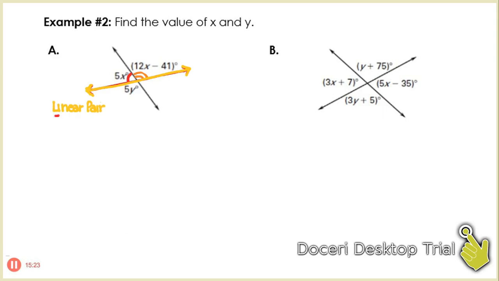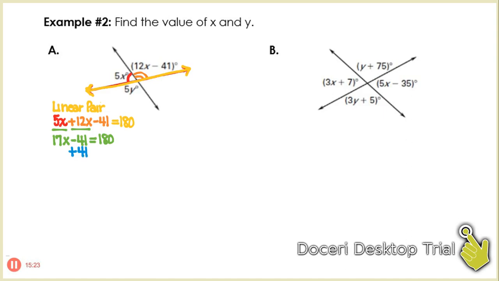So I'm going to take my 5x, and I'm going to add it to my 12x minus 41. And I know those two angles together equal 180 because they are a linear pair, which means they are supplementary. And then I'm going to simplify my left-hand side. 5x plus 12x is 17x. Then we're going to undo those operations in reverse order using inverse operations.